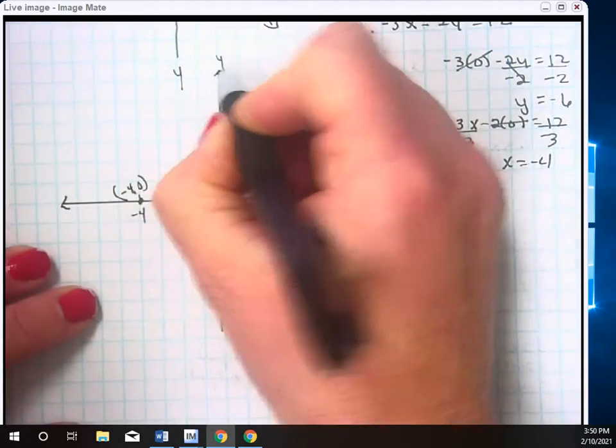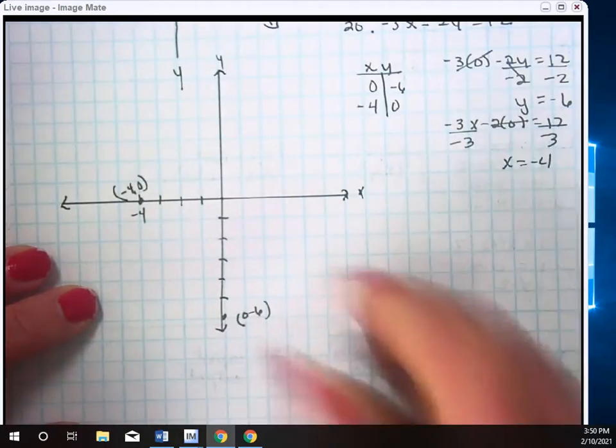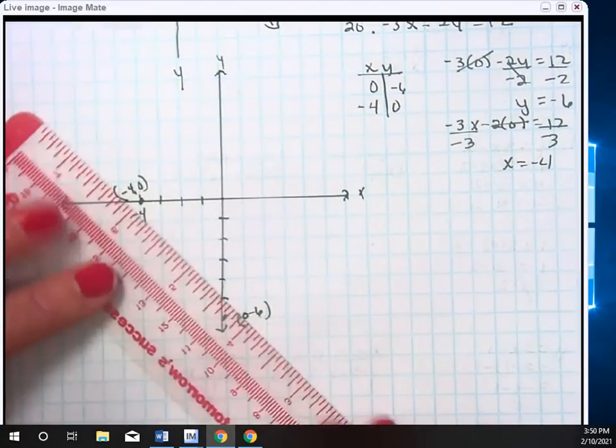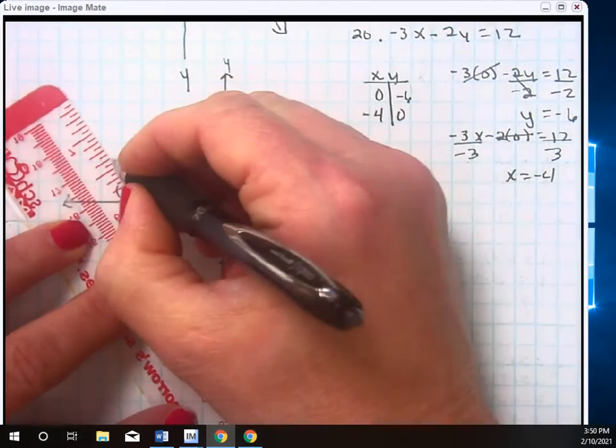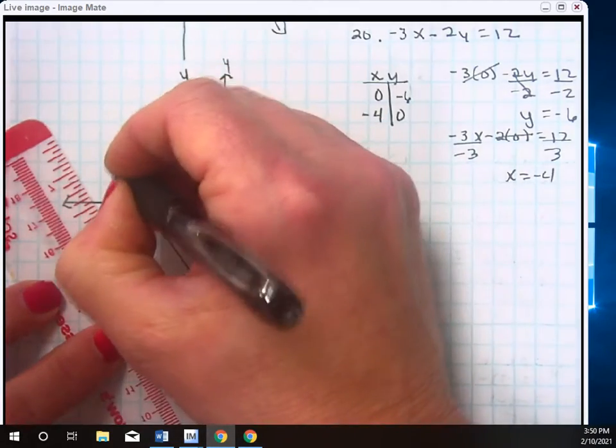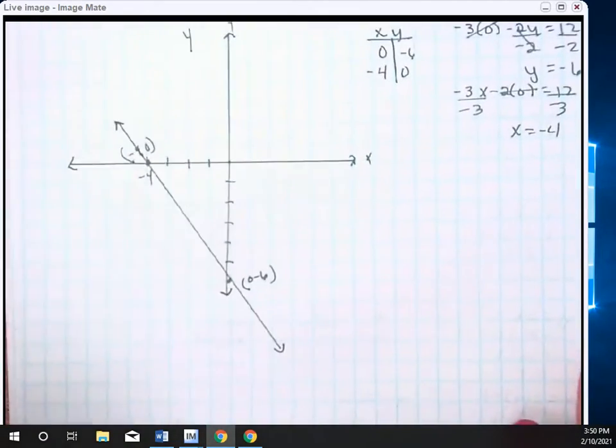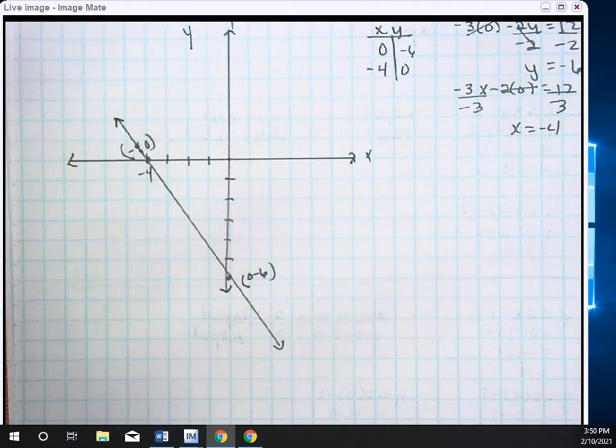These x and y axis, connect my 2 points with a straight edge. Put arrows on the end because these are equations of lines.